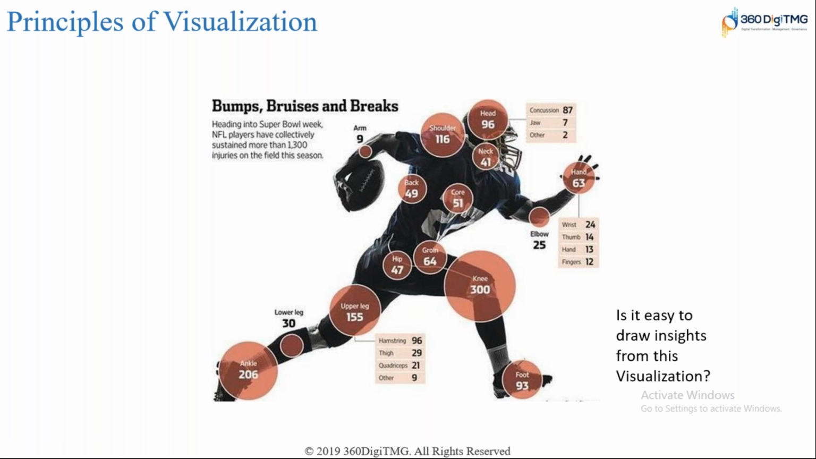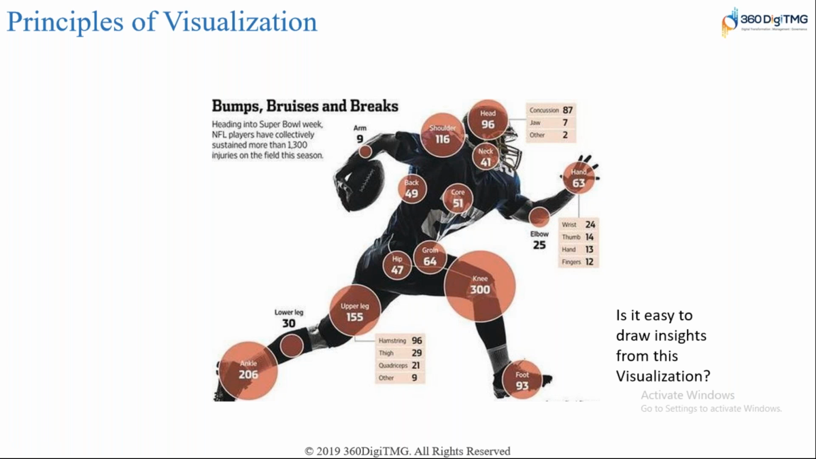of injuries. So we can see that a lot of injuries have occurred on the knee, and very few injuries on the arm, injuries on the elbow. So you can see the ratio, you can see the proportion. The size of the circle is indicating some data.